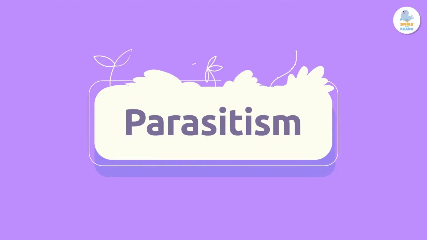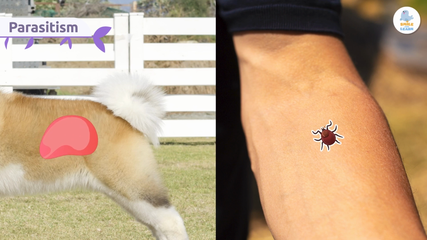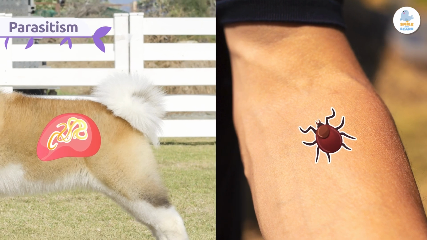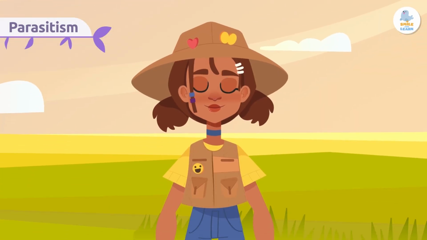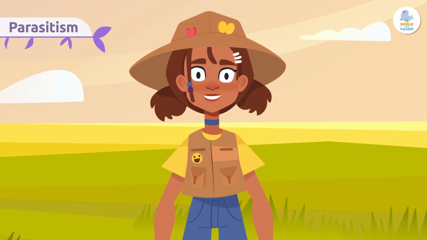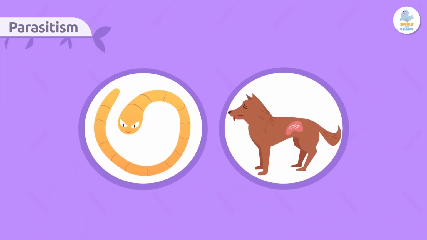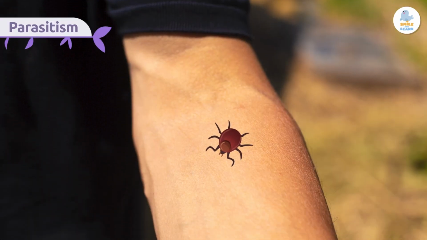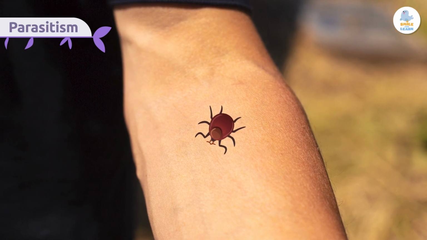Parasitism. In this case, an organism known as a parasite lives in or on another organism, called a host. In this type of relationship, the host doesn't die, but it does suffer from some type of damage from the parasite. In other words, one living being benefits and the other is harmed. An example of parasitism would be a tick biting a human.